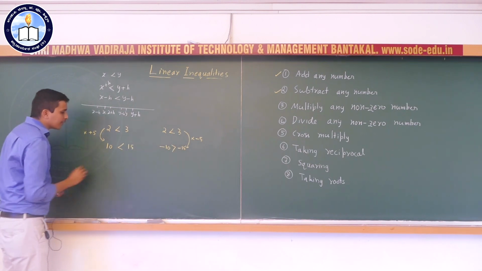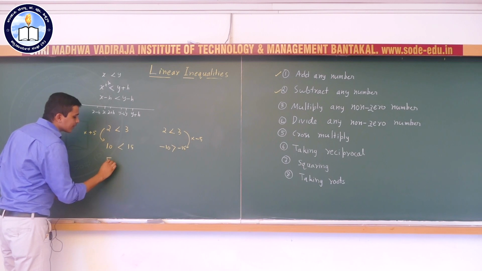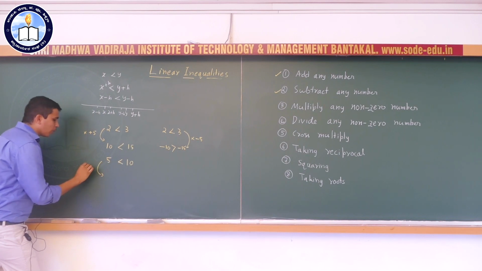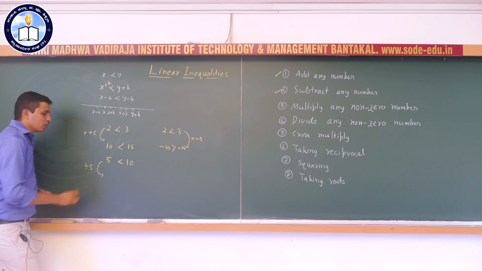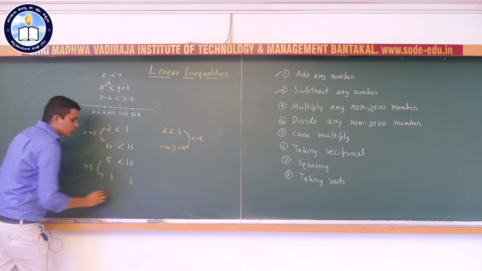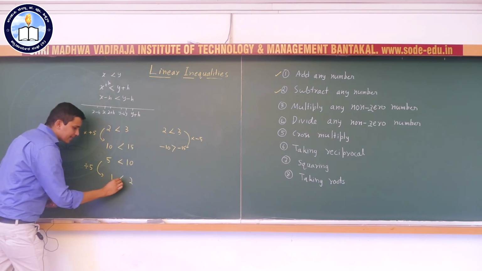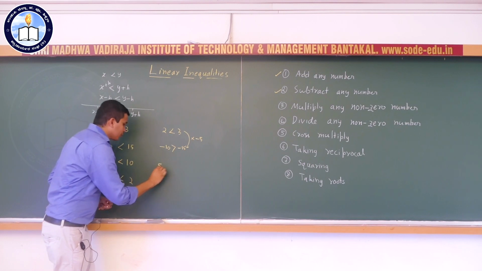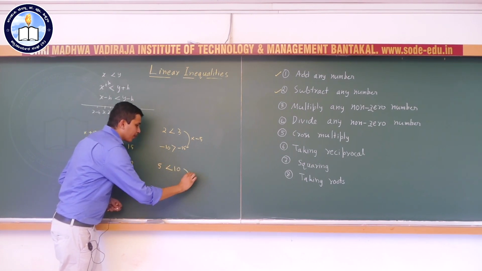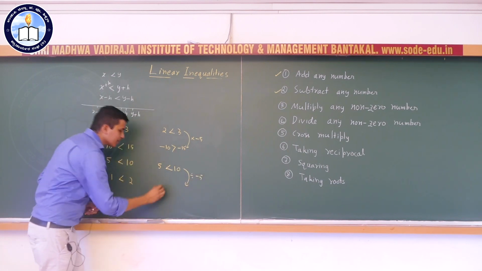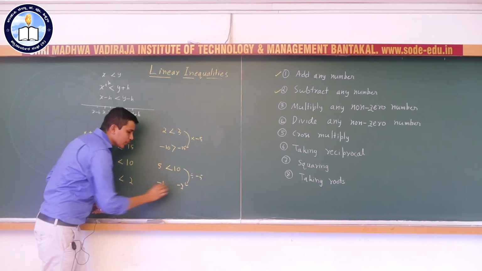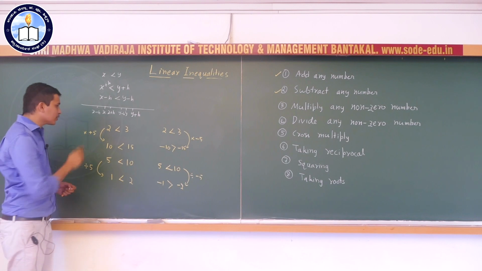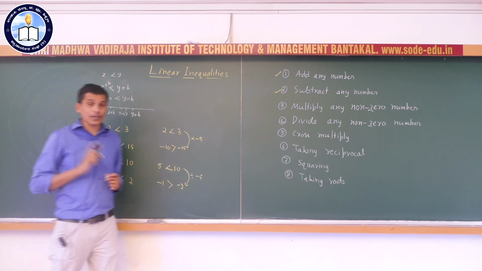In the same way for dividing: suppose 5 is less than 10. If I divide by a positive number, plus 5, here it is 1 and here it is 2. Once again 1 is less than 2, so the inequality remains the same. But if I divide by minus 5, it is minus 1 and minus 2. Which one is larger? Minus 1 is larger than minus 2, so the inequality reverses.